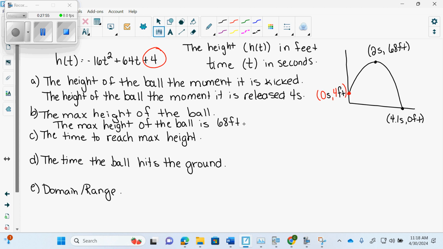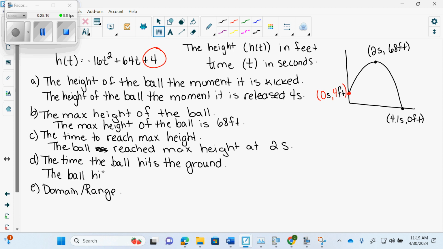The time to reach maximum height. The ball reached maximum height at 2 seconds. Time the ball hit the ground. The ball hit the ground at 4.1 seconds.